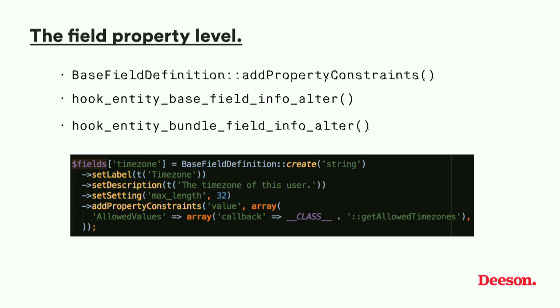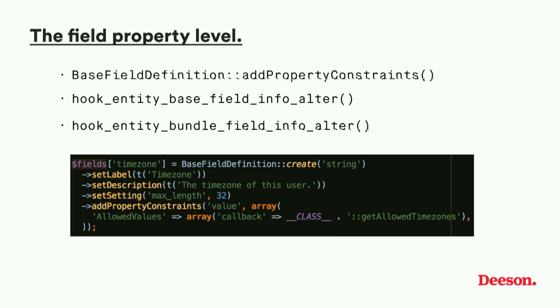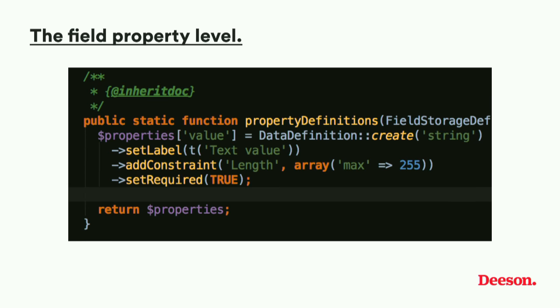So, which is why, again, we have hook entity base field info alter and hook entity bundle field info alter if you want to alter someone else's entity type's base fields. But if you want to apply it to the property itself, so if you are defining your field type and you are defining the properties of your own field type, then again, it's just add constraints. So this is that special snowflake. If you want to do it on the base field level, you add the property constraints. If you are defining your own field type or altering someone else's field type's property definitions, you can do it there, and then it's just add constraints. Because then you're just adding constraints to a typed data thingy, as you can see by the data definition create call there. So that's it.